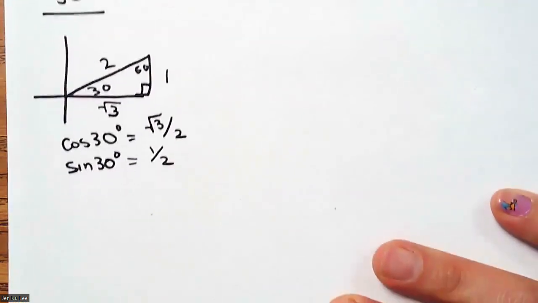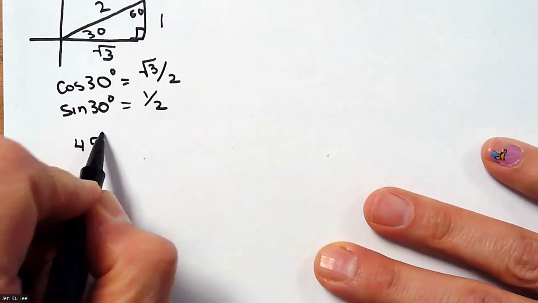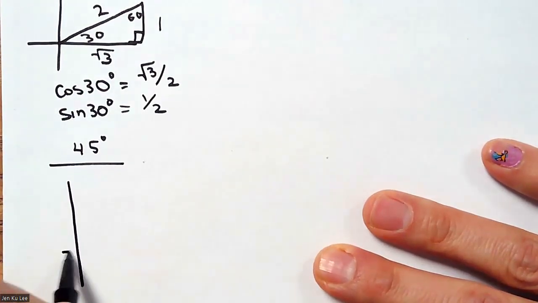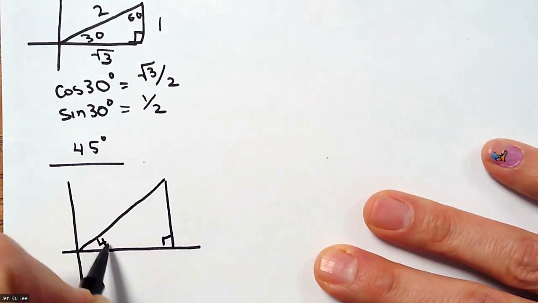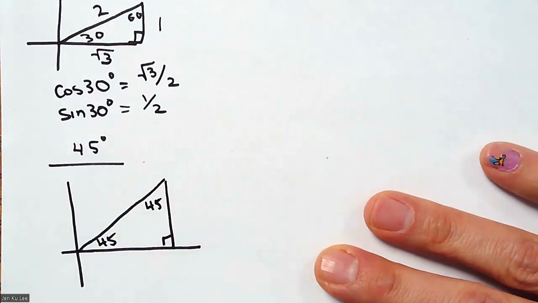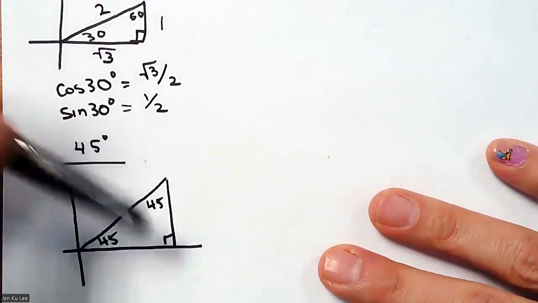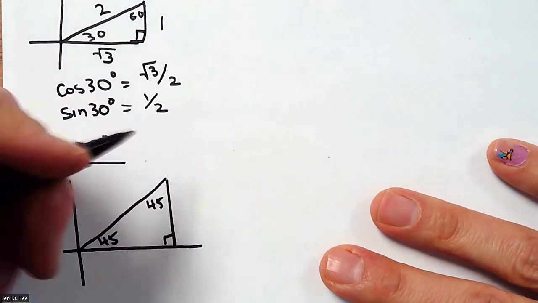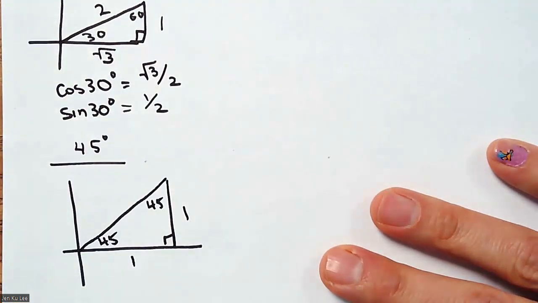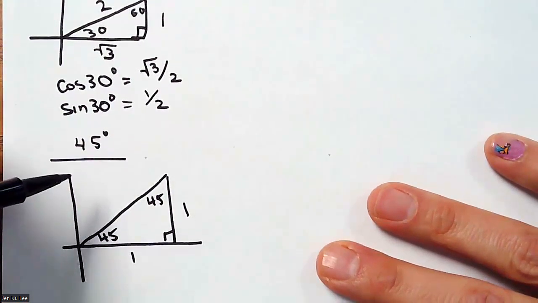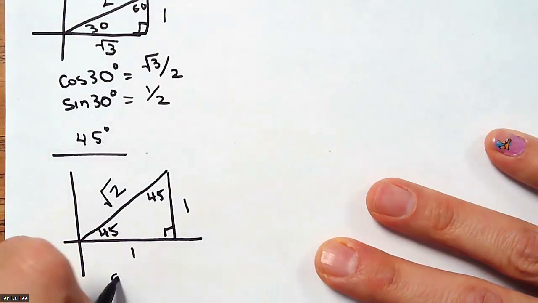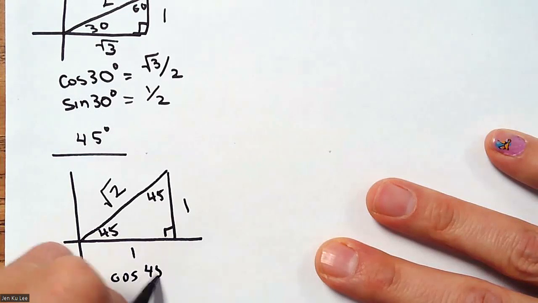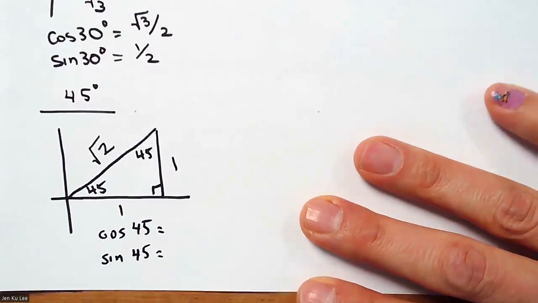If we do the same thing with the 45-degree angle, it'll still be in my first quadrant, right? 45, 45, 90. Opposite the 45-degree angles are 1. Opposite the 90-degree angle is square root of 2. So I've got to get the cosine of 45 and the sine of 45. What is the cosine of 45?